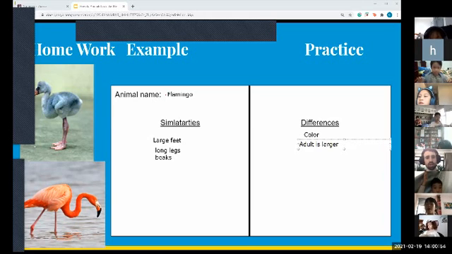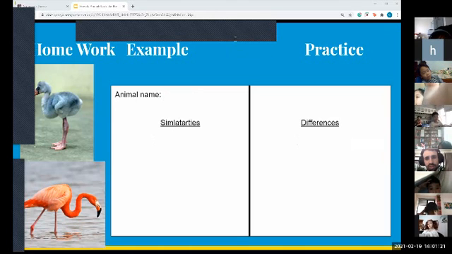But this is your homework. You have to choose any animal you want. I would like you guys to draw me a picture of the offspring and the parent, the young and the parent, and then give me 2 to 3 similarities and 2 to 3 differences, just like you see on your screen. So this is an example.